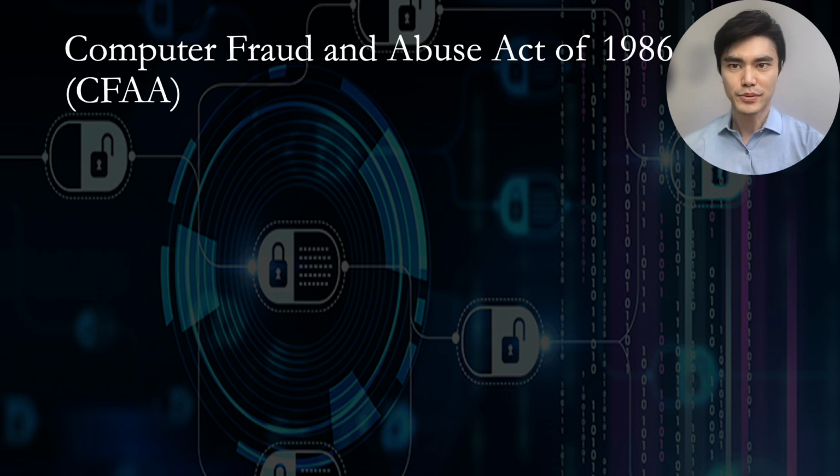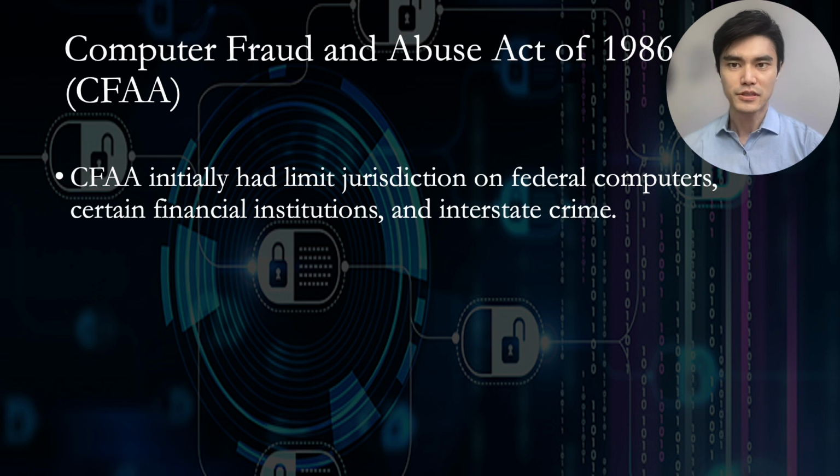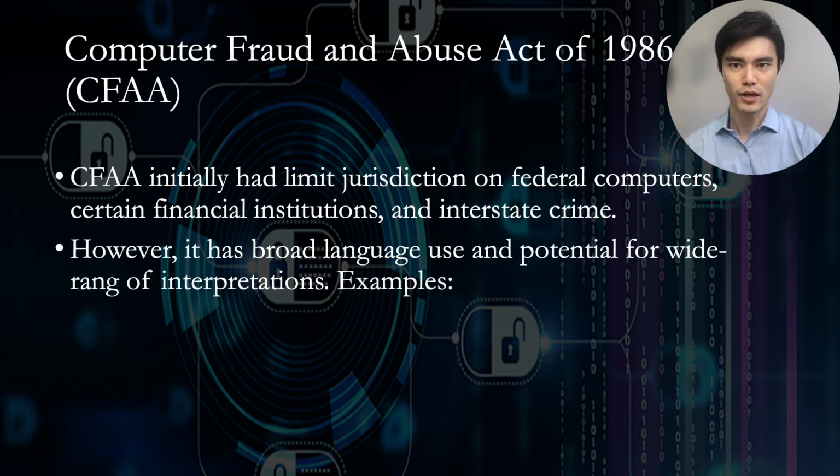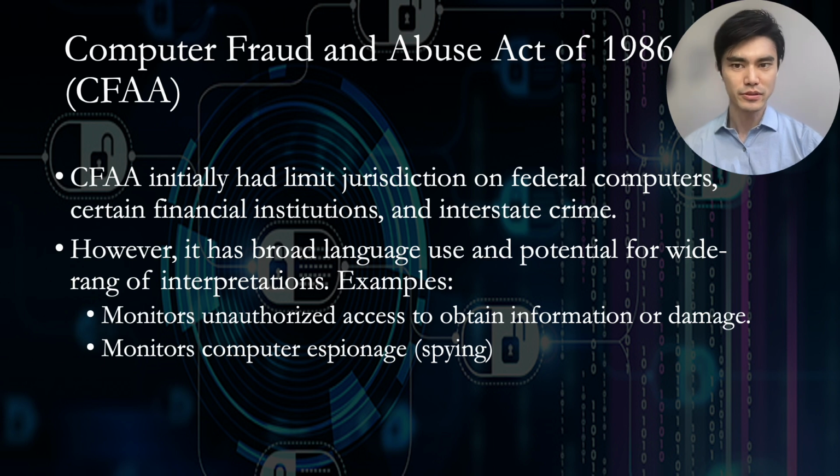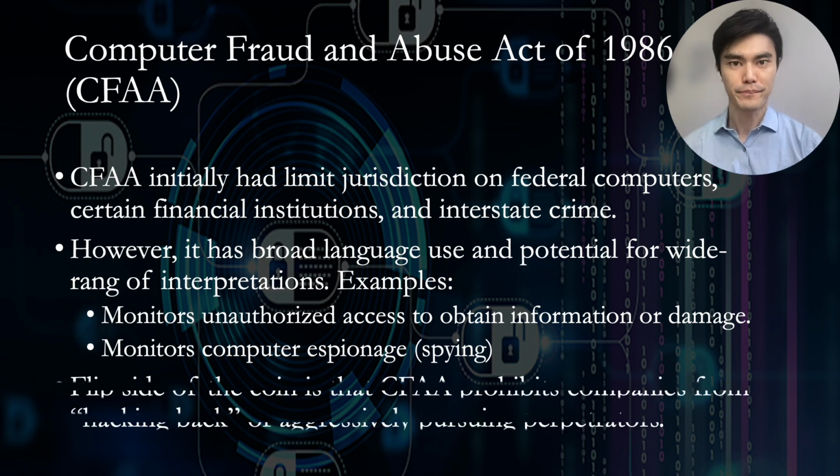The next law is the Computer Fraud and Abuse Act of 1986. This was initially limited in jurisdiction to federal computers, certain financial institutions, and interstate crimes. But because of its broad language, there is a wide range of interpretation. For example, it monitors unauthorized access to obtain information or damage information. It also monitors computer espionage, spying.